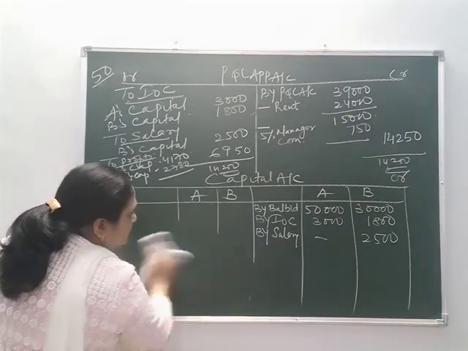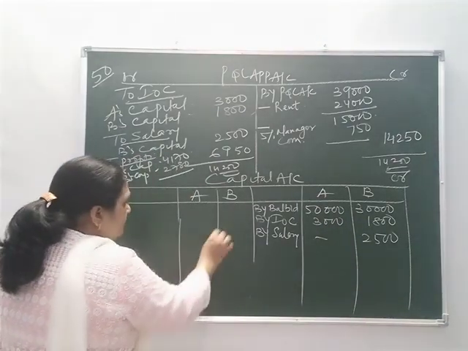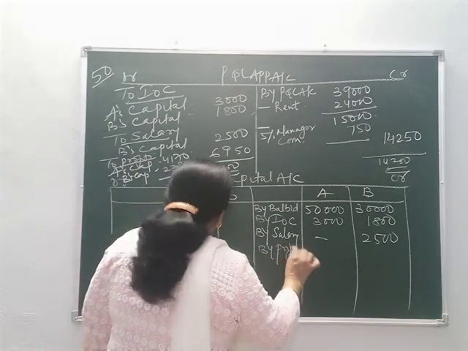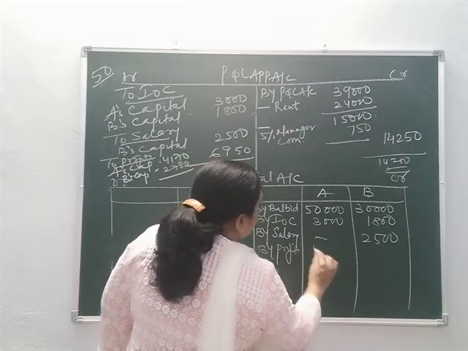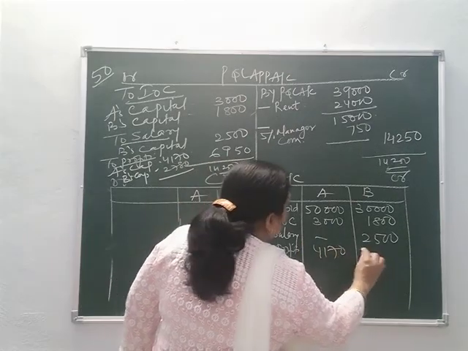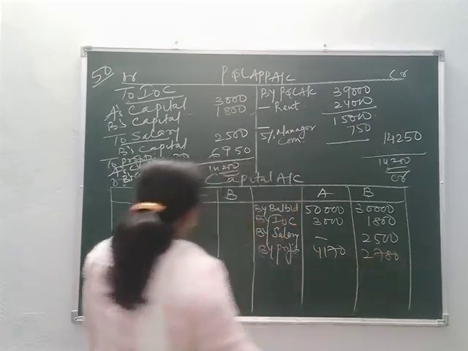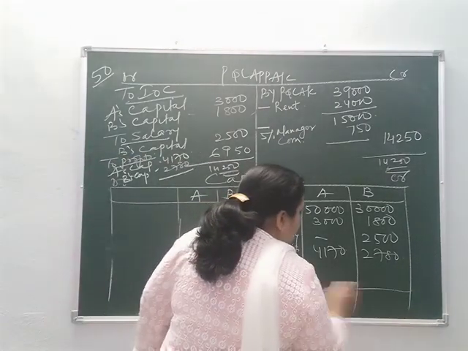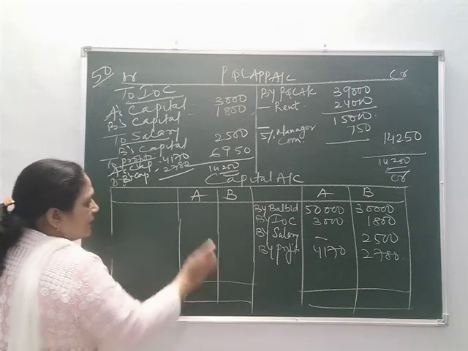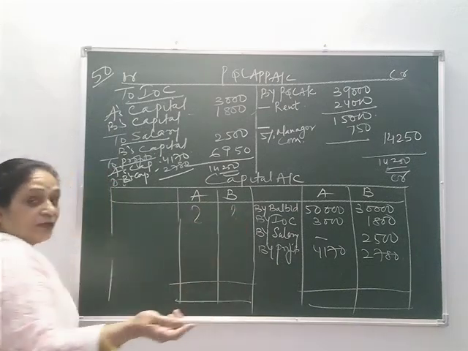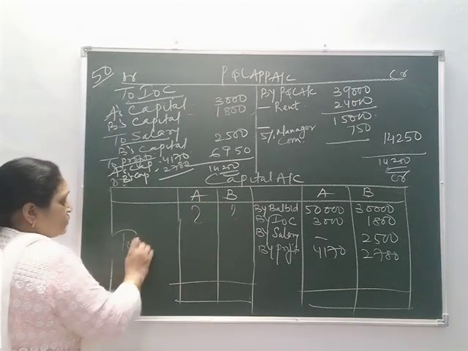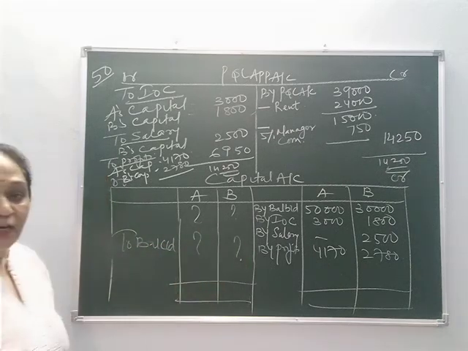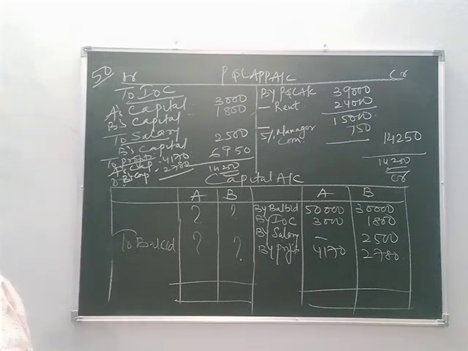Okay. So crediting them to their capital accounts by profits, that is 4,170 and 2,780. This is the profits to be credited, and thereafter you will balance this account. There is nothing on the debit side, so the total will be the balance carried down. Now you have to find out these figures and close their capital accounts.